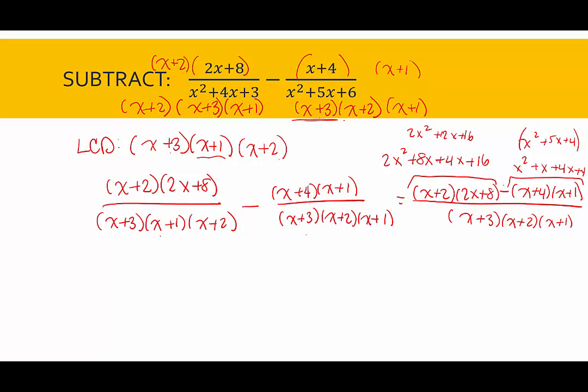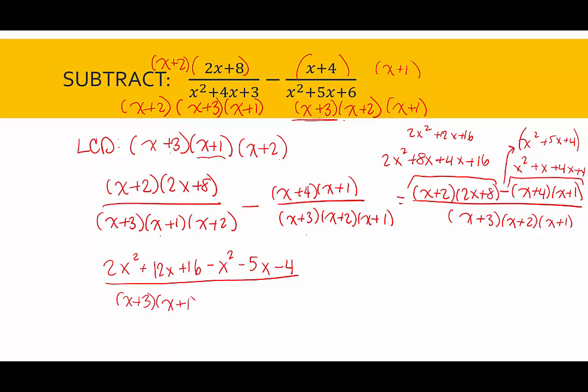Now, this whole thing comes after a subtraction sign. So all of the signs change. All the signs change following the subtraction. These signs don't change. The 2x squared, we're going to just rewrite that. We have 2x squared plus 12x plus 16 minus x squared minus 5x minus 4. Be very, very careful. Do you know why I'm saying this over and over again? It is the most common mistake I see when combining rational expressions.